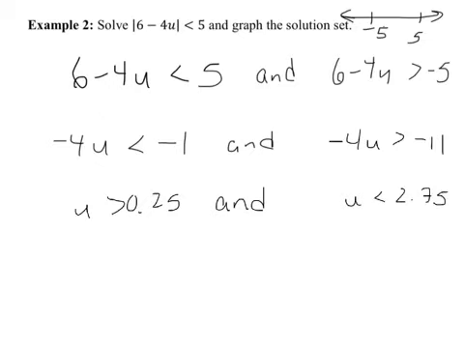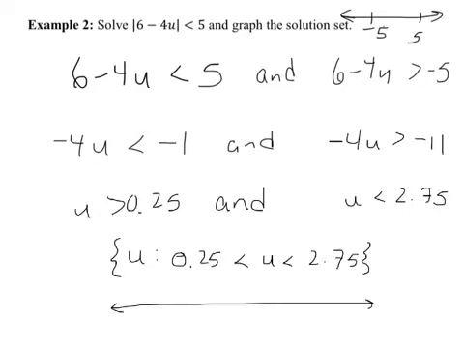So what does this tell me? This tells me the following. U is greater than a quarter, but it's less than 2 3/4. So if we had a solution for this, it would look like the following. U is in the set of numbers ranging from 0.25 all the way to 2.75. And on a number line, we would simply go ahead and plug in these values. 0.25, 2.75. We would say, well, U is in between them, not including them, so it's an open circle, and we connect them.